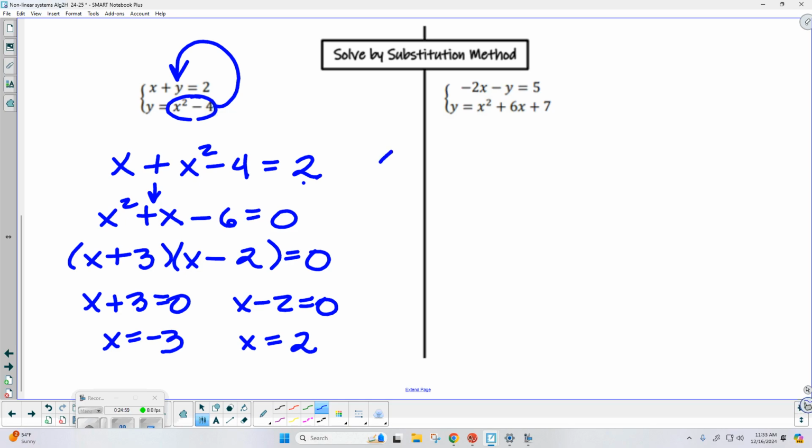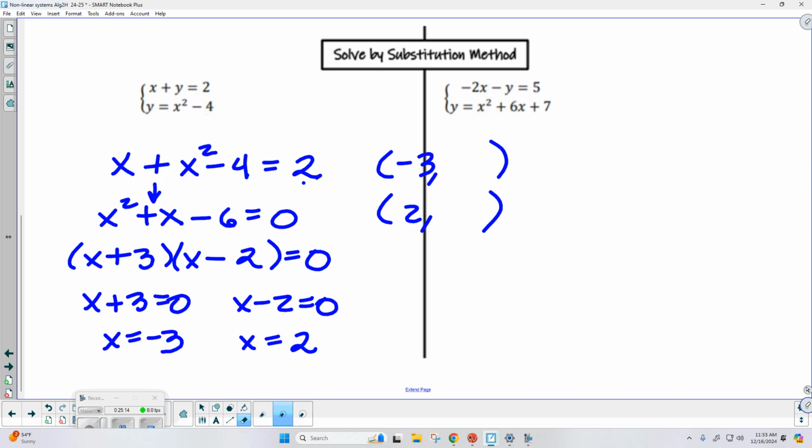So one answer would be negative 3 and then something. The other one would be 2 and then something. Well, how do I find those y values? Plug them back in. And here's my question. Does it matter which one I plug them into? No. What do you want? You want me to plug it into the linear or the quadratic? The linear? Okay. So the linear says x plus y is equal to 2.